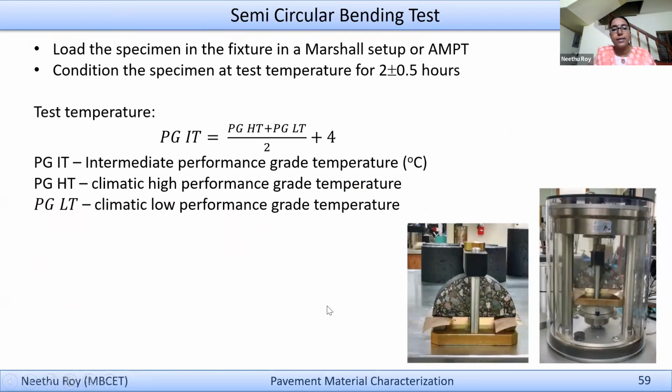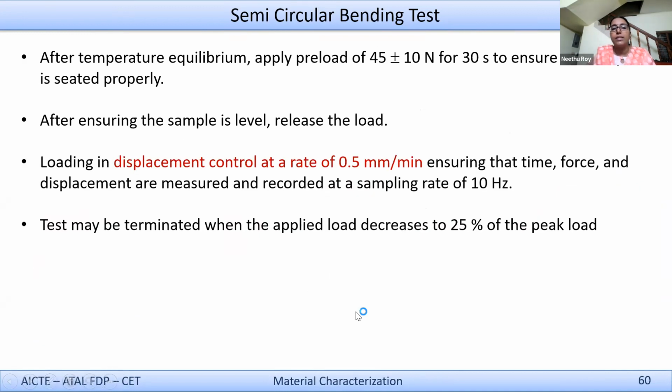You can have a PG intermediate temperature, normally 20 to 25 degrees Celsius, at which you will test a specimen. You can test it in a Marshall apparatus, or you can test it in your AMPT also. When you test it, the loading has to be applied at a controlled rate of 0.5 mm per minute, and you can terminate the test when the applied load decreases to 25% of the peak load. That is when the cracking has already started.